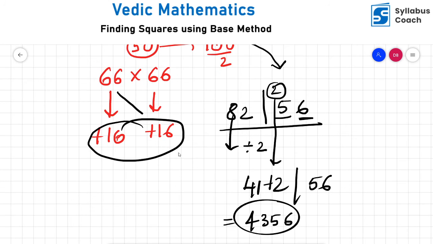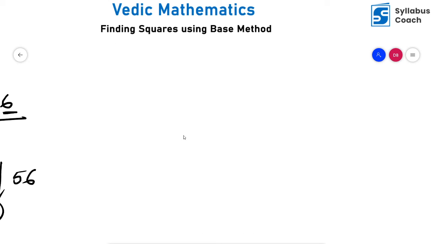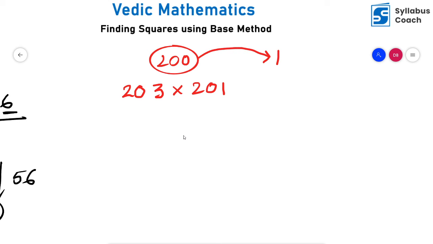Let's go to one more example with a different non-base. So what is the new non-base? The question is 203 into 201, students. But what is the non-base now? Because you can compare directly with 200, the non-base is going to be 200. But what is 200, students? When you have a base 100 and you multiply it with 2, that becomes 200. So compare with 200. Now it is plus 3 and it is plus 1.